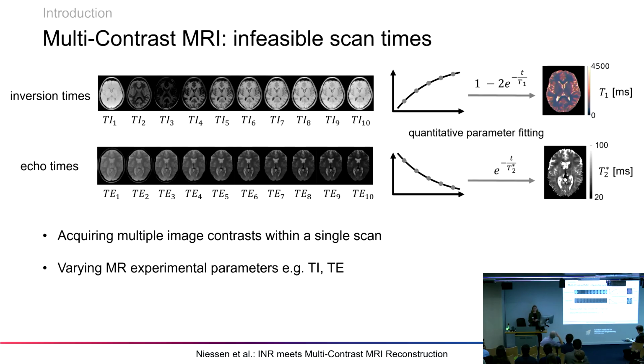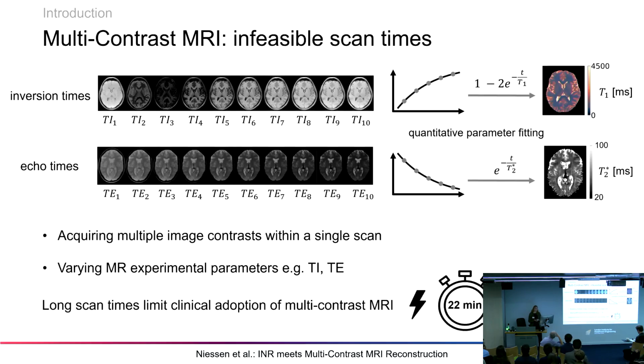However, this kind of sequence usually suffers from very long scan times, and this limits the clinical adoption of multi-contrast MRI. For example, the 10 inversion time images you can see in the first row took 22 minutes to acquire. We propose a method with which we can reduce the scan time down to only 3 minutes 25, and our method is scan-specific and self-supervised, which means that no training data is required.